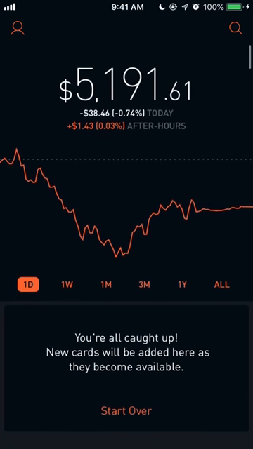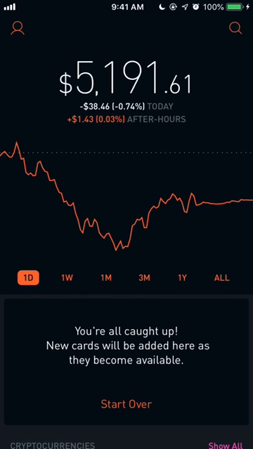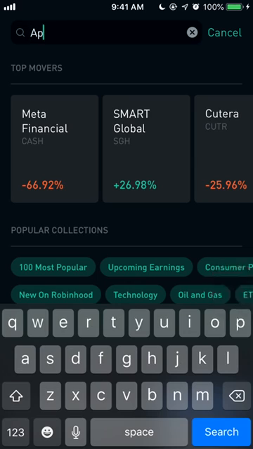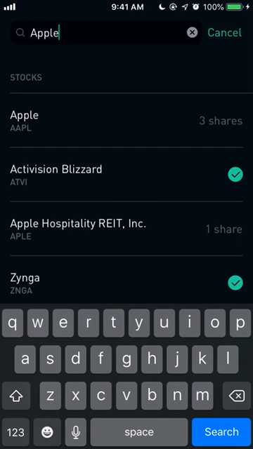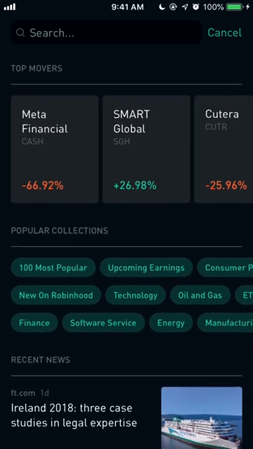But other than that, getting into it, as you can see here, I have the Robinhood app pulled up, and there are two main ways to get to a stock. Either you search it up, like you type in the name of it, like if I want to look up Apple, just type it in and simply click it. And you can also look up stocks by industry or by category.